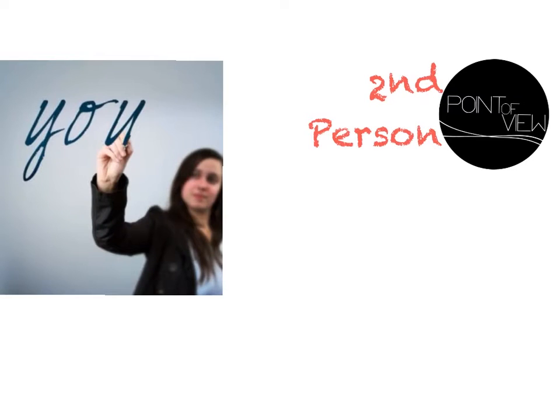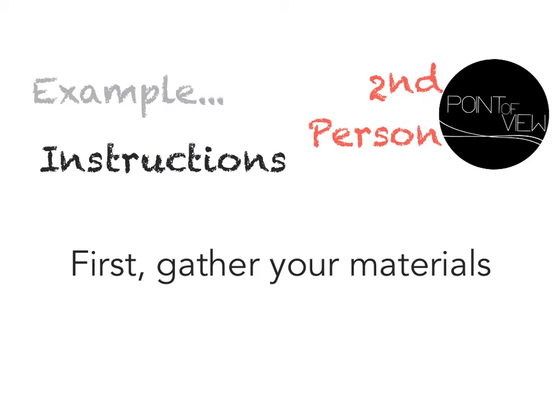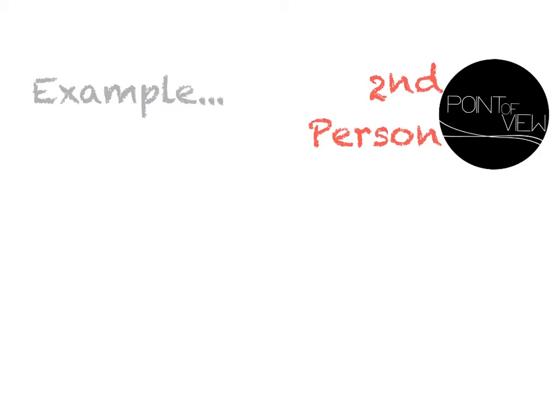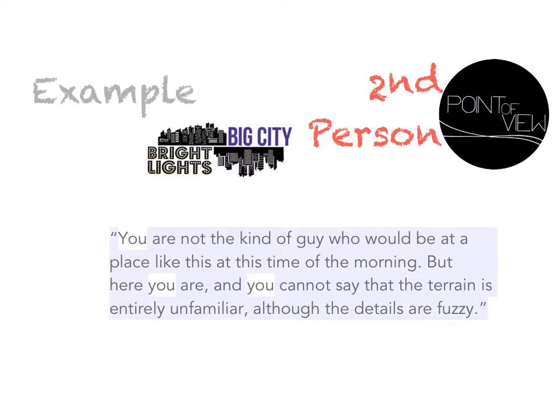Second-person point of view is usually for instructions and uses you from your perspective. For example, with instructions, second person would look something like this: first, gather your materials. However, in the following lines from Bright Lights, Big City by J. McInerney, second person is used as well. "You are not the kind of guy who would be at a place like this at this time in the morning, but here you are, and you cannot say that the terrain is entirely unfamiliar, although the details are fuzzy."